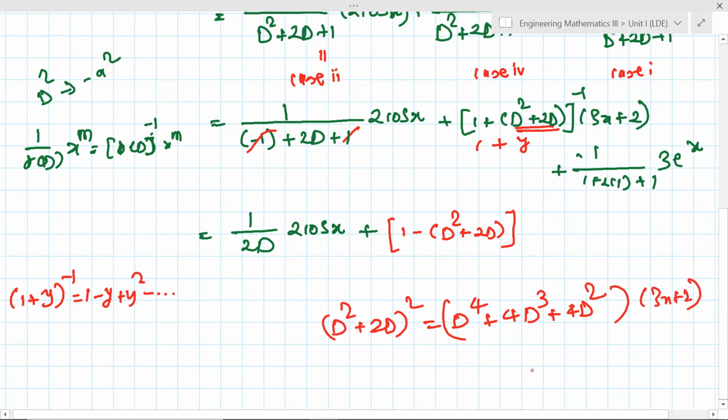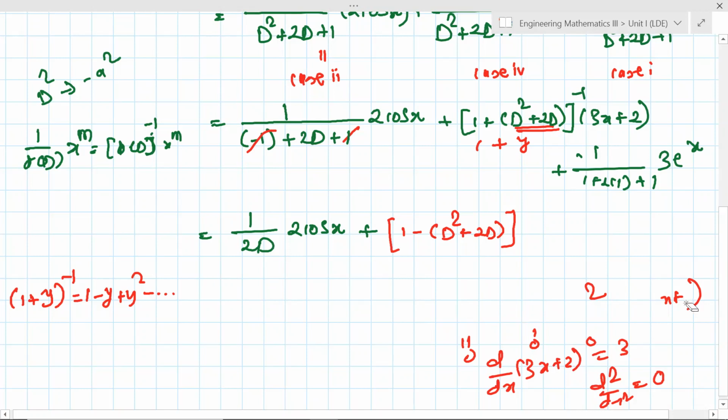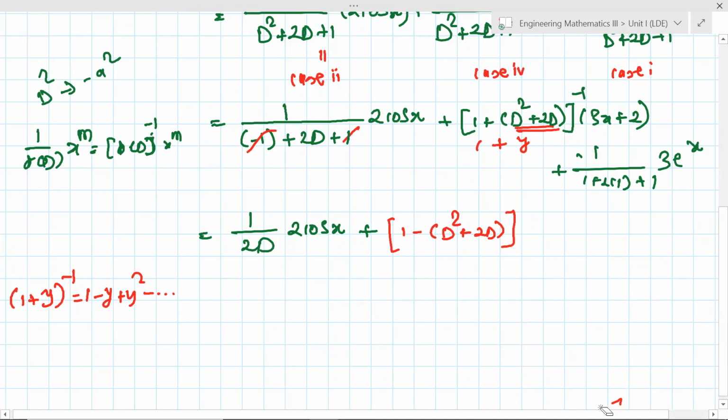3x plus 2. If we take the first derivative of 3x plus 2, what is this? This is 3, and the second derivative is nothing but what? 0. So this becomes 0, this becomes 0, this also becomes 0. So the whole thing becomes 0. That's why we are avoiding all these terms here. The next terms are not there because the second derivative and all next derivatives are 0, into 3x plus 2.